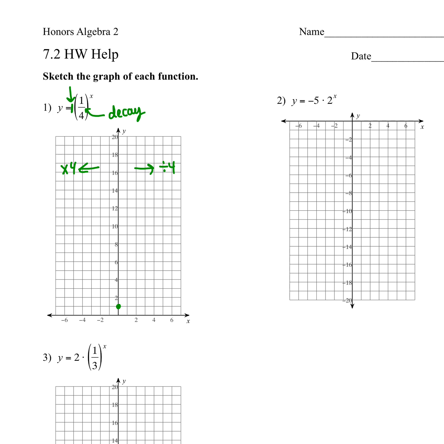And I'm going to multiply by 4 as I go to the left. So 1 times 4 is 4. 4 times 4 is 16, and that's as far as I can go that way. And if I'm dividing by 4 in the other direction, I would get 1/4, and then I would get 1/16, and I don't think I can go further than that. And then I connect, and make sure to not cross that x-axis, because I don't ever cross that x-axis. So there you have it.